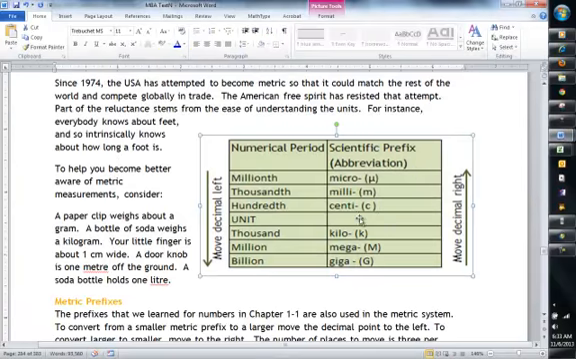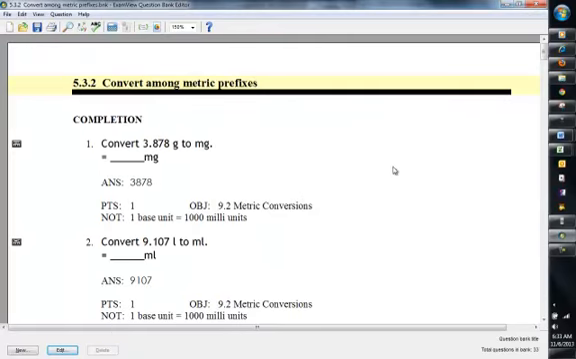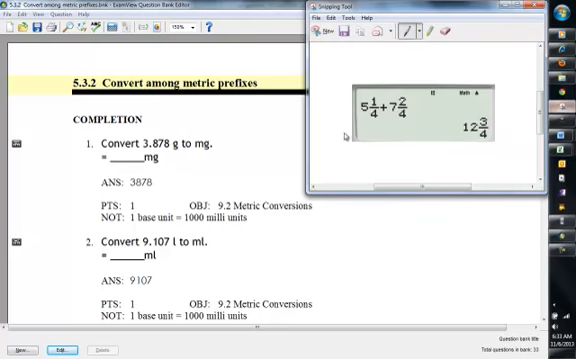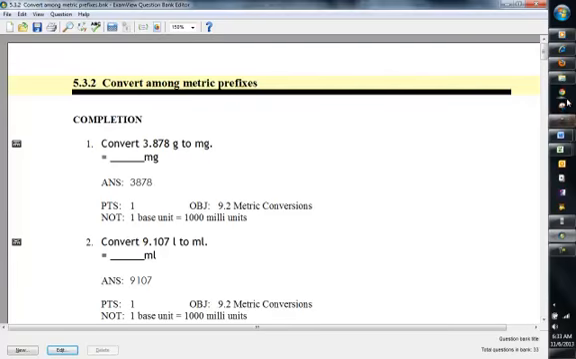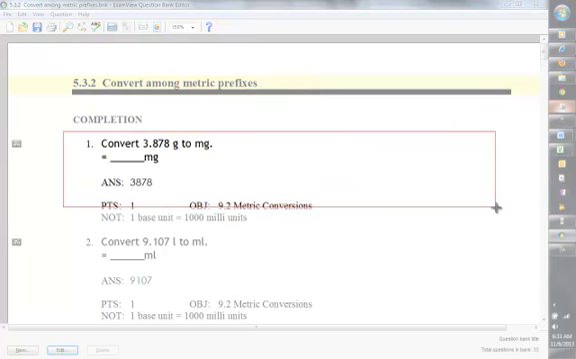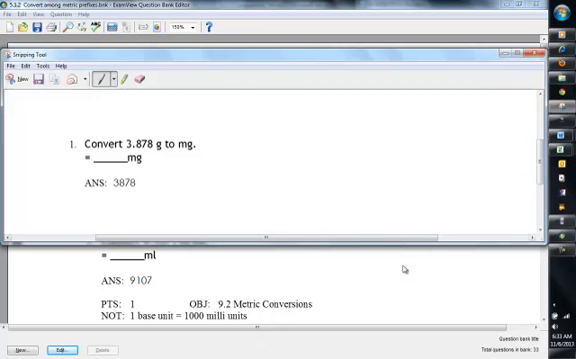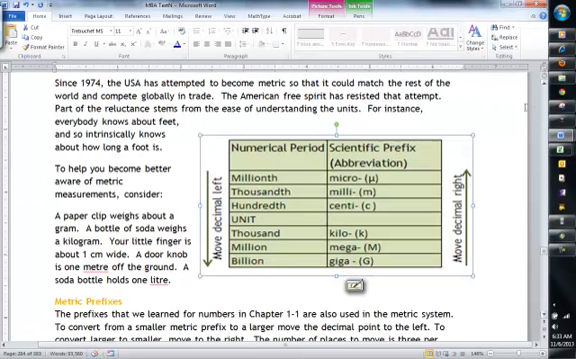From grams, that's in the unit row, we're going to go to milli, which is 3 places away. Remember, we ignore the centi row when we're dealing with how far to move. It's always 3 places per row. So what we would do here in this problem is move the decimal point 3 places, and since we're going up the chart, we would move it 3 places to the right.